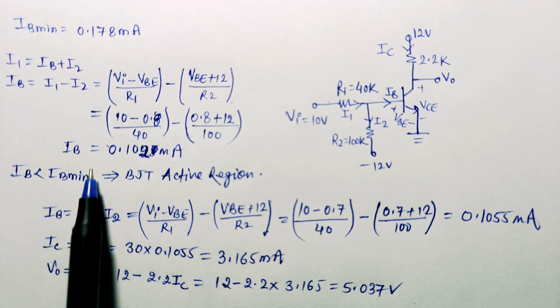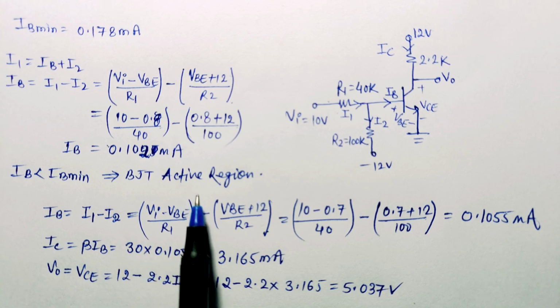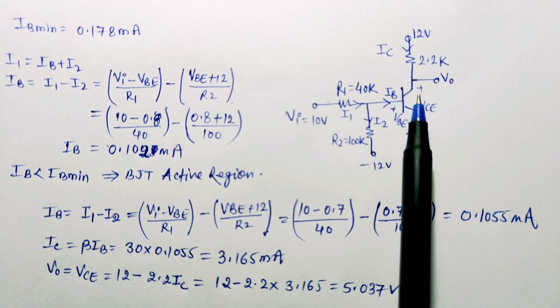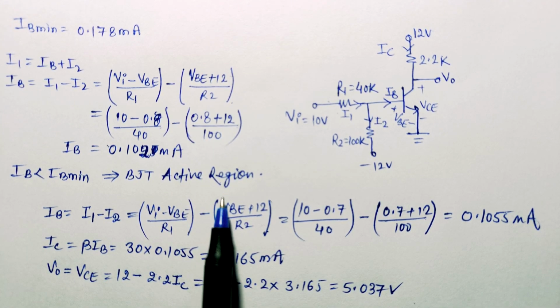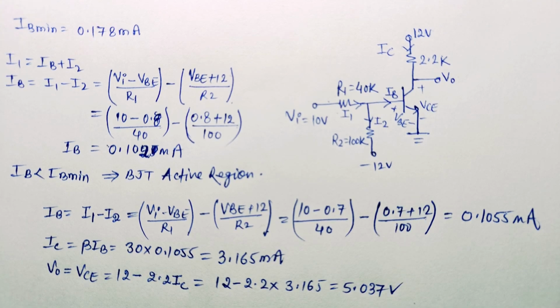So we can see that this IB value is less than this IB minimum value. So the BJT will be in active region. We have assumed initially that the BJT is in saturation region, but now our calculation says that the BJT should be in active region. So now we will assume that this BJT is in active region and we will solve the problem accordingly. Now here IB value can be written as I1 minus I2.